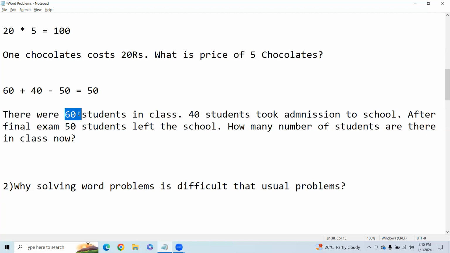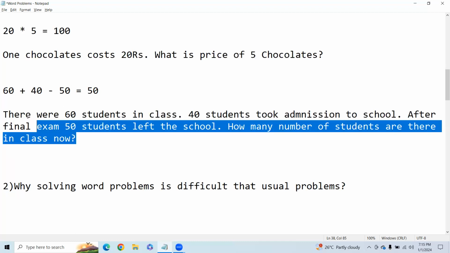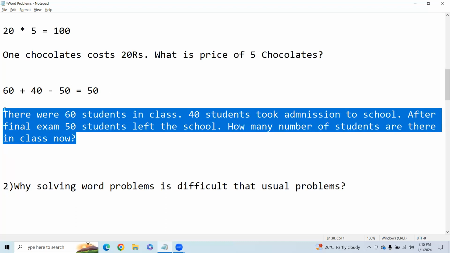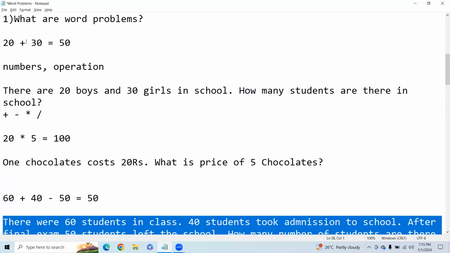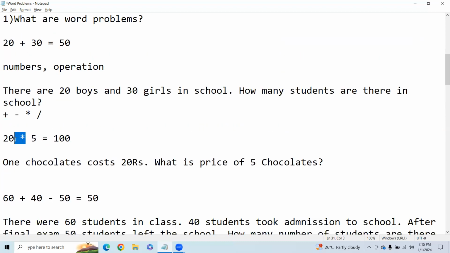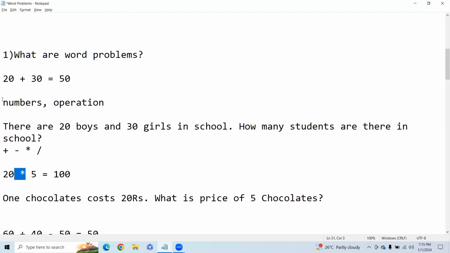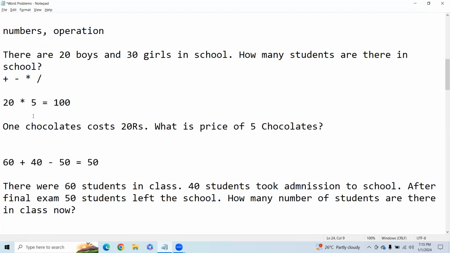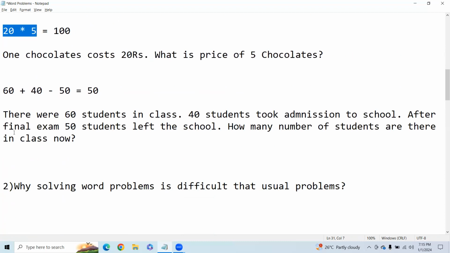So you have the numbers given, 60, 40, 50, all these three numbers in your question. But now, what operation are you supposed to do? In the earlier example, it was addition, then here it was multiplication. Even though you do 30 plus 20 or 20 plus 30, you will get the same answer. Similarly, 20 into 5 or 5 into 20, you will get the same answer. But now here, the order or the sequence of operations also matters.